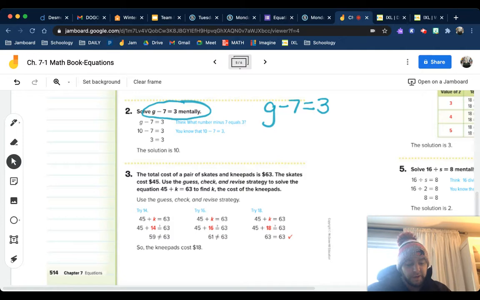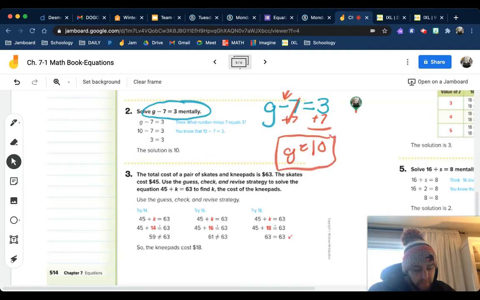Here's how you can do it mentally. Let me get a different color pen out. The opposite right here. Think of it. What is the opposite of subtracting? Okay, addition. So add 7, and this is mentally. So 3 plus 7 is 10, so g equals 10. Now g, which is 10, we just said minus 7 equals that 3. We look up here, and that is correct.